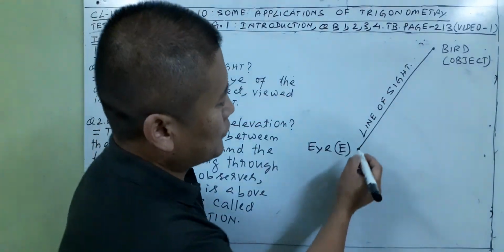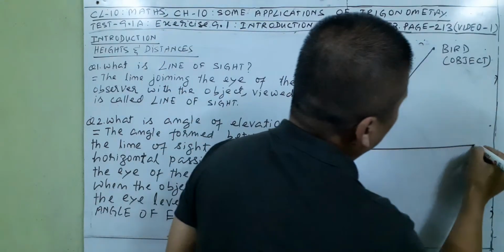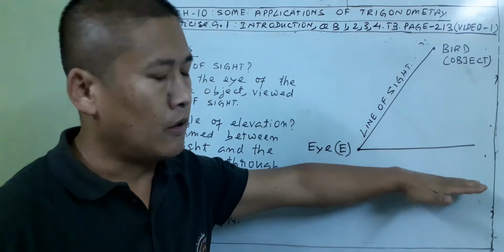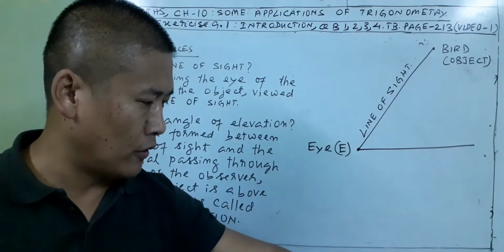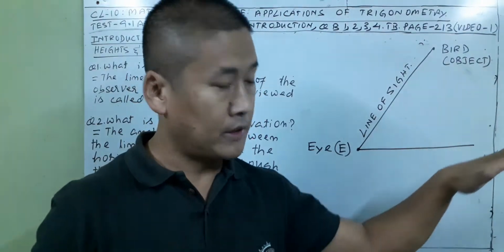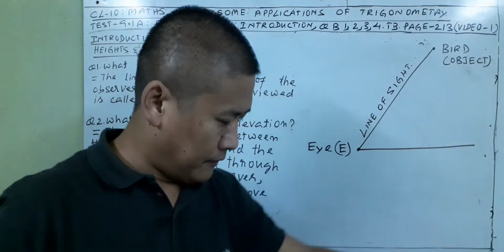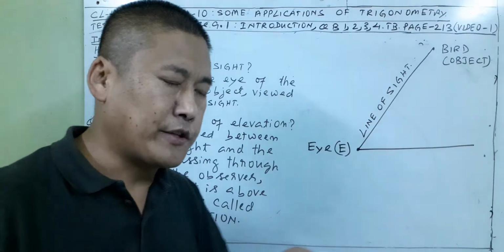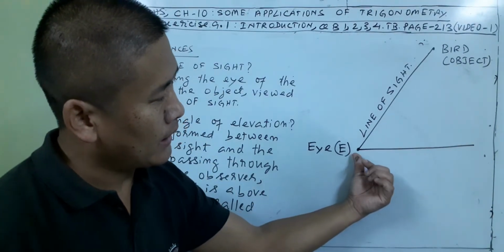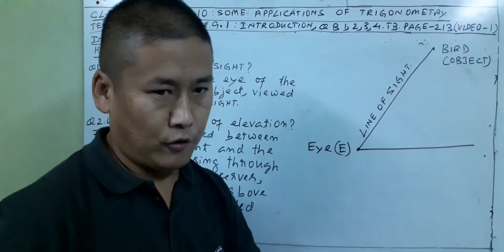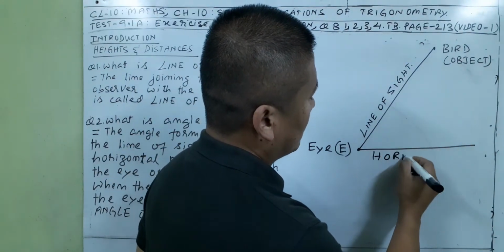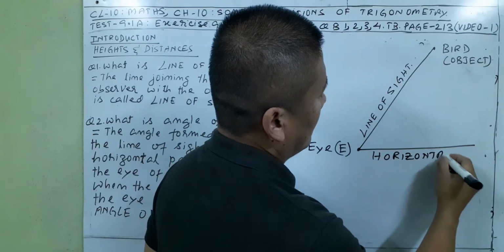Now let us draw through your eye another line. What kind of a line? A line that is parallel to the floor of your room. Now if you notice the floor of your room, it is not inclined like a mountain. It is always flat. That surface is called a horizontal plane or a horizontal line. So draw a line through your eye which is parallel to the floor of your room. Such a line is called the horizontal line, or we simply call it horizontal.